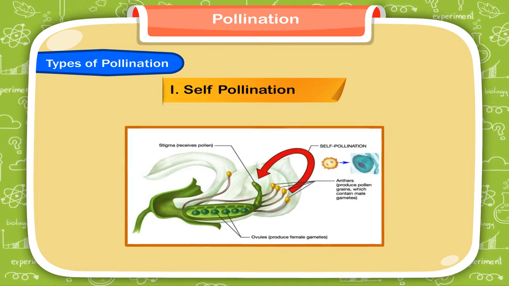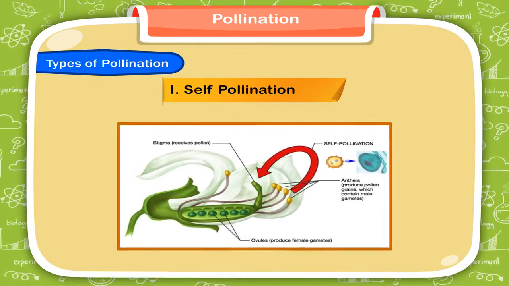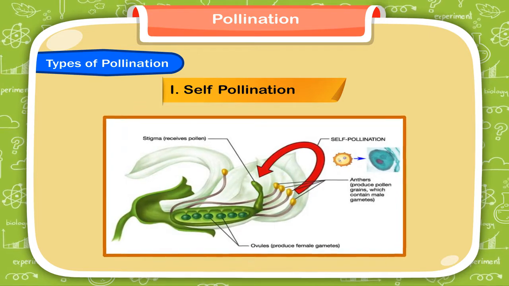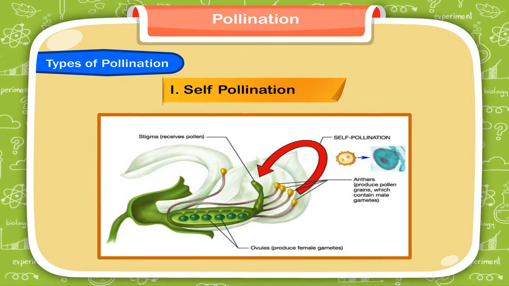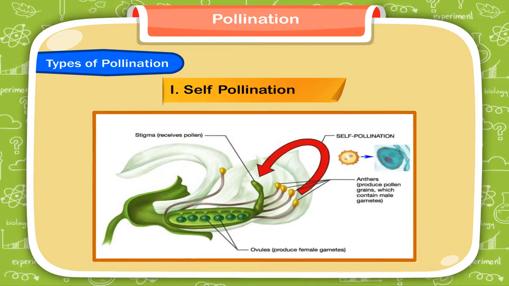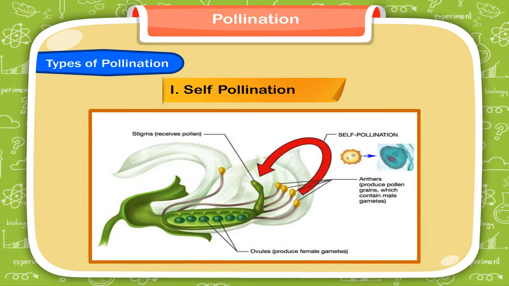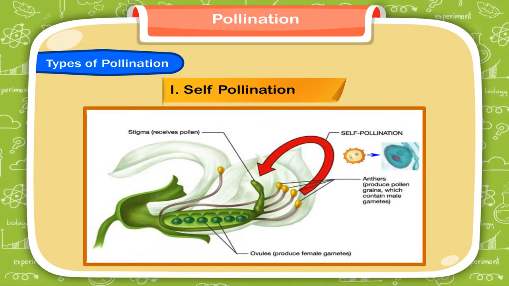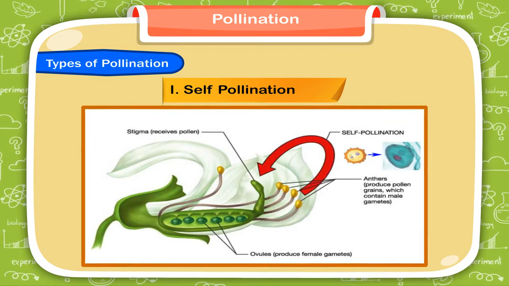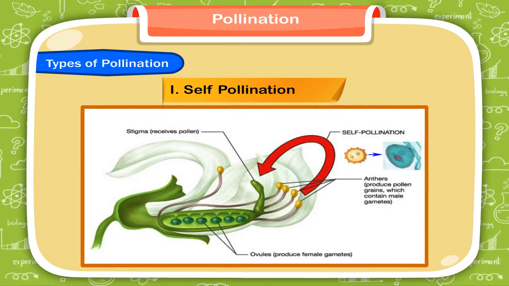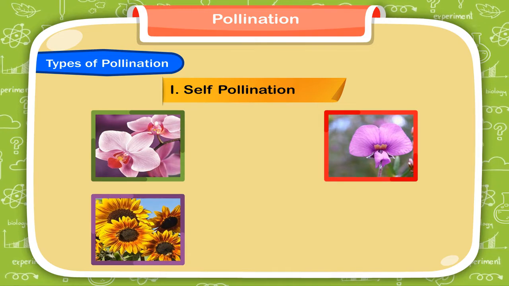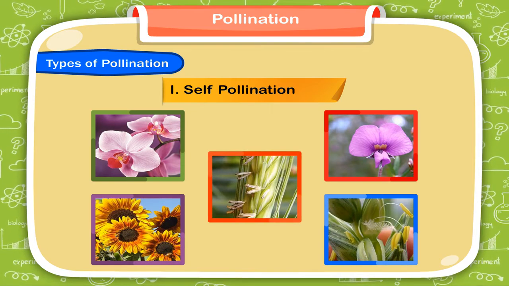Self-pollination. Self-pollination occurs when pollen grains produced from the anther reach the stigma of the same flower or another flower of the same plant. Here, pollens are shed directly onto stigma. Self-pollination occurs in perfect flowers. It can be seen in orchids, peas, sunflowers, wheat, barley, etc.